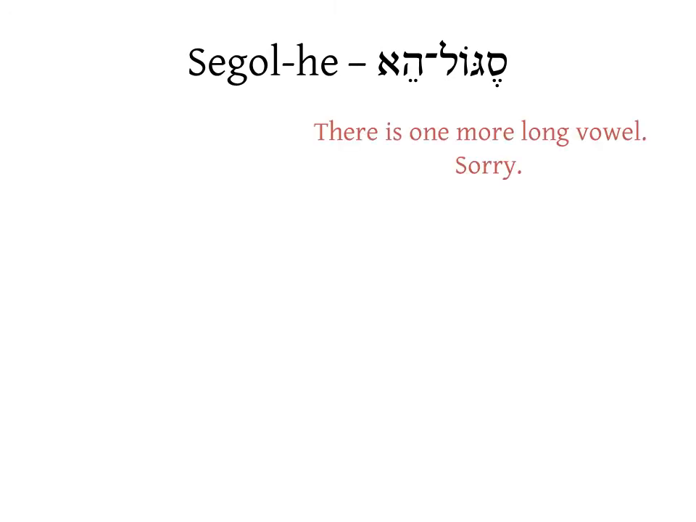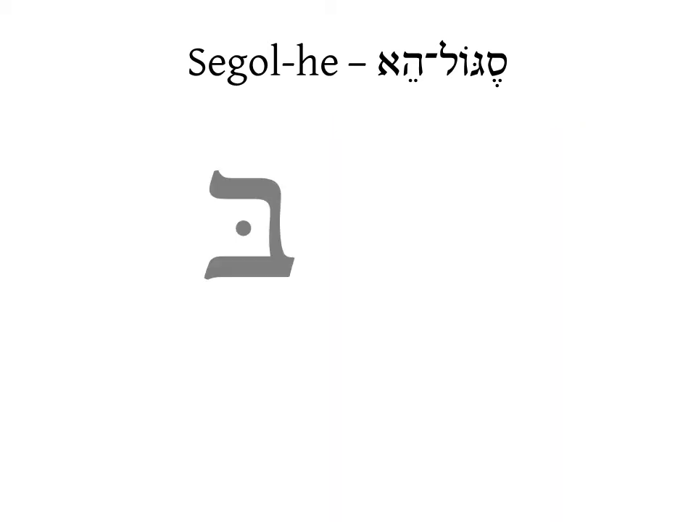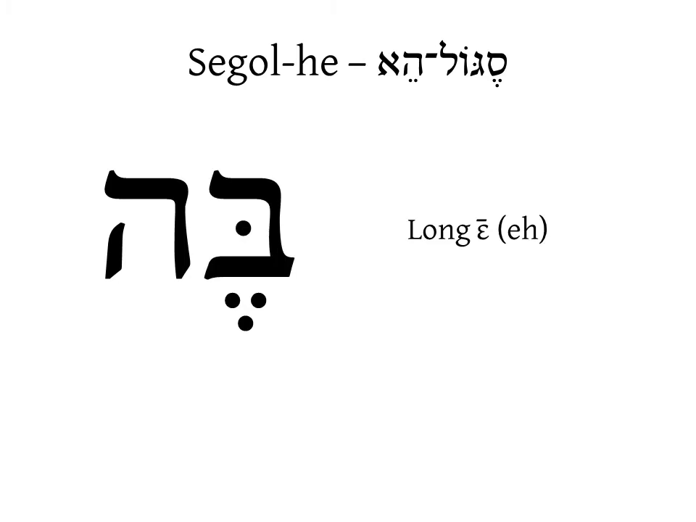Now, there is one more long vowel to learn. Sorry, it was just easier to introduce it after we've already seen segol, the short vowel. So we have our beit, and we put our 3 dots of segol under it and follow it up with a he. This is a long eh sound.